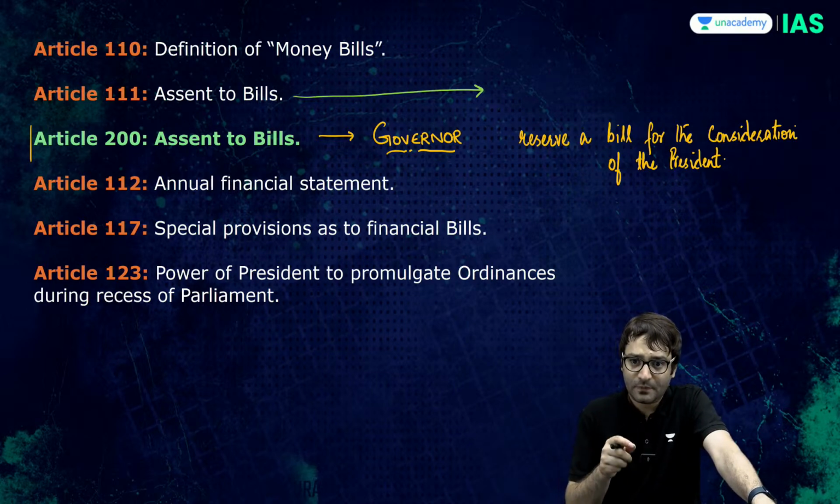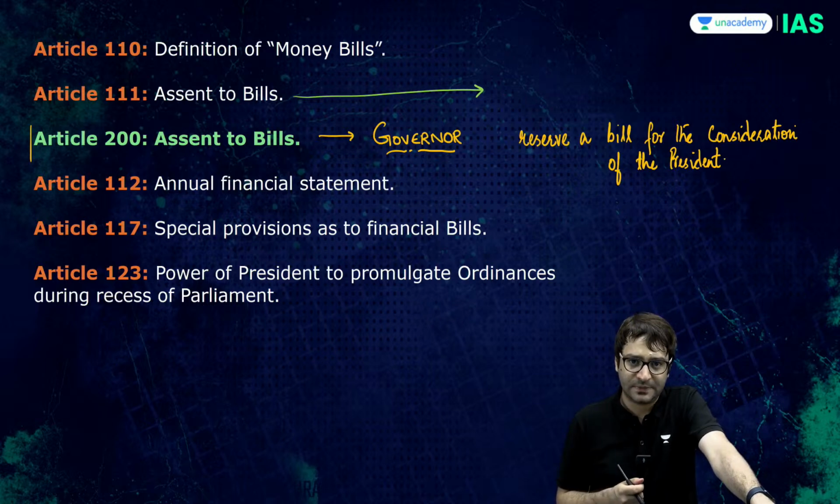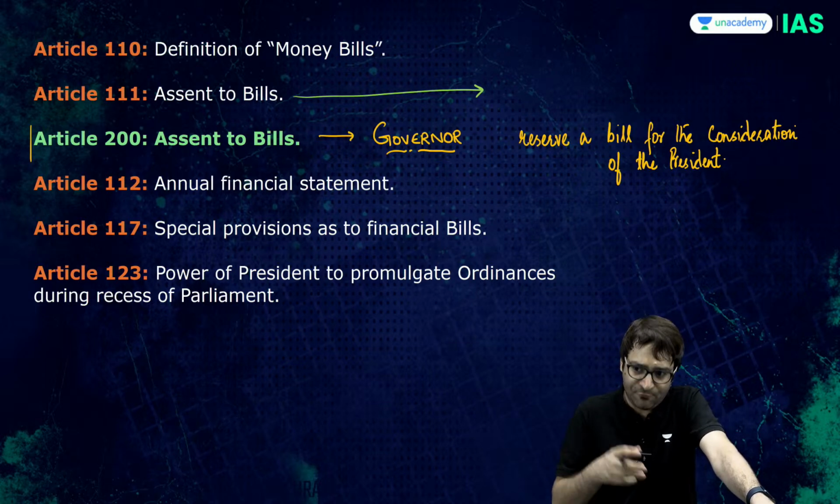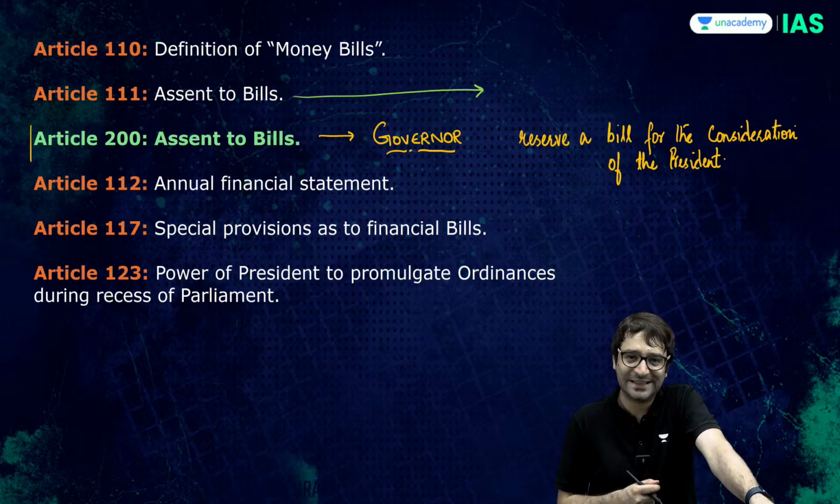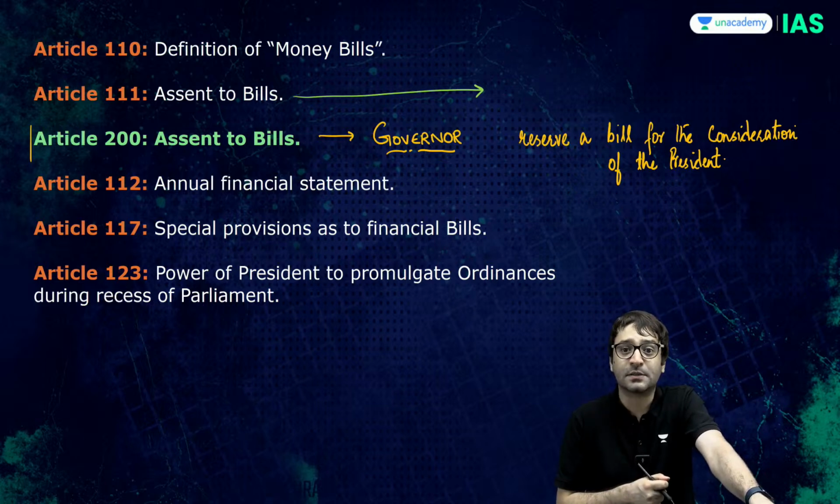But what the court has said is, when a bill is passed by the state legislature and sent to the governor for assent, if the governor publicly declares, I am withholding my assent to the bill, that does not mean this is the death of the bill. This bill can never become a law? No. What does the governor have to do after that? If you are publicly declaring that I'm not going to sign this bill, the governor has to send this bill back to the state legislature. And once this bill is given back, if the state legislature decides to pass this bill again, it is binding on the governor to assent to this bill.